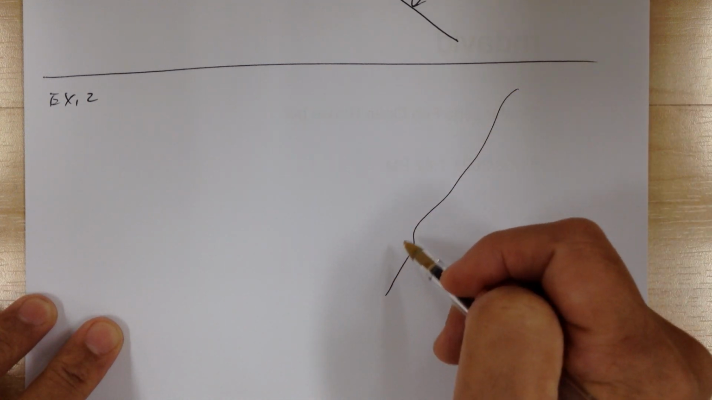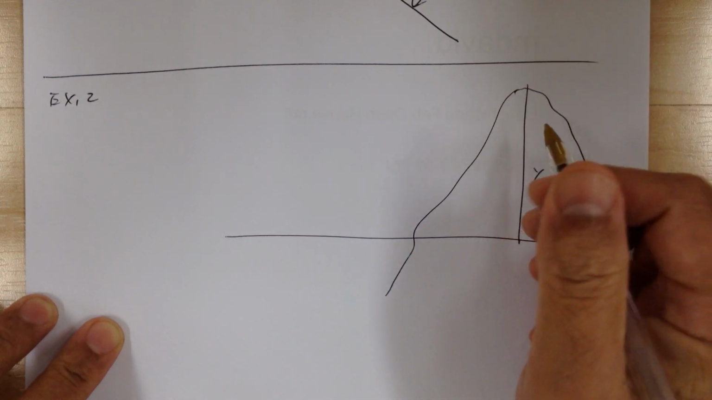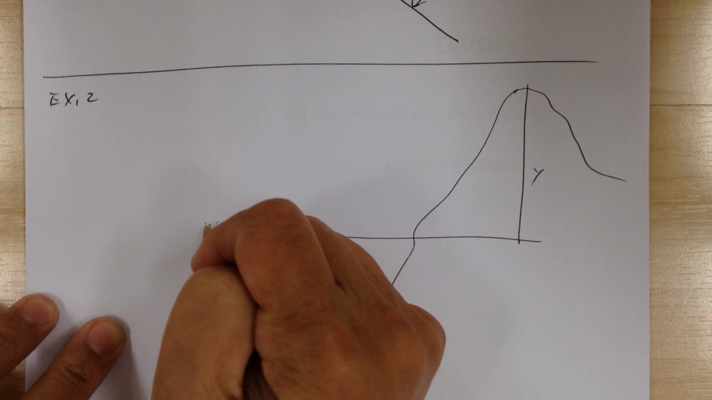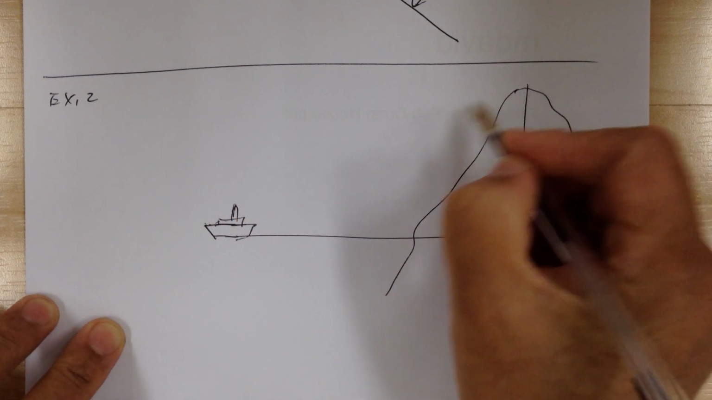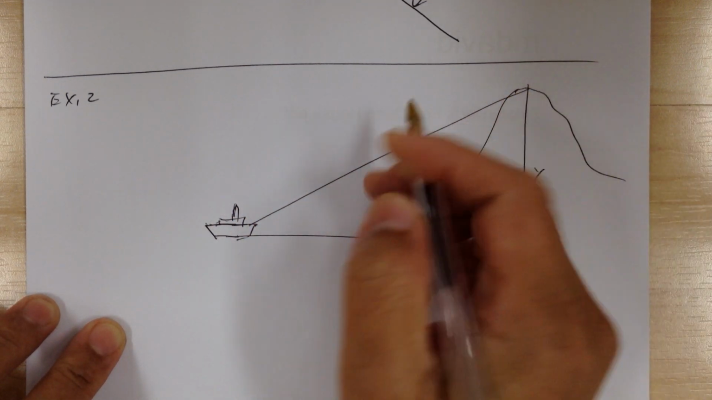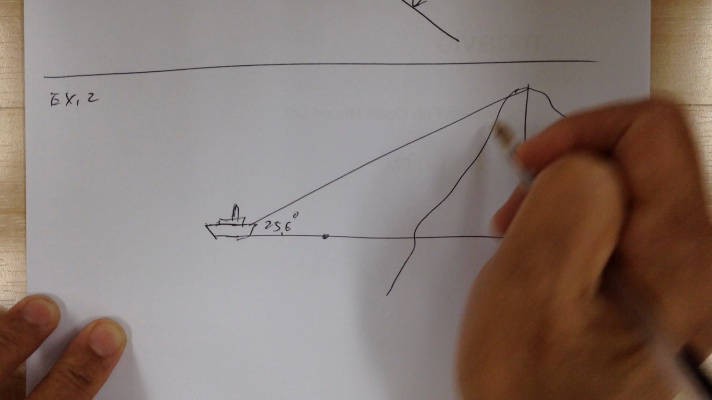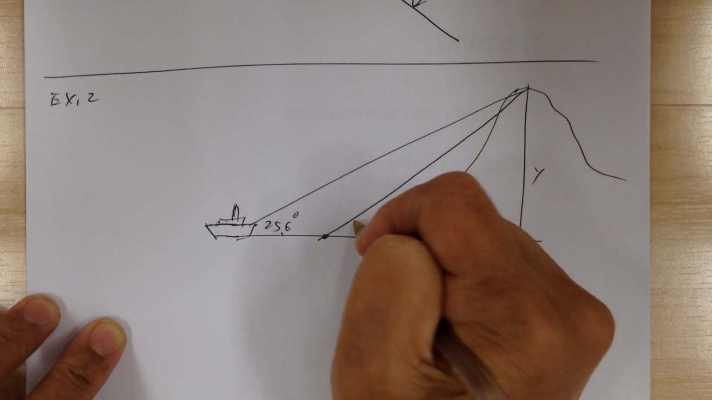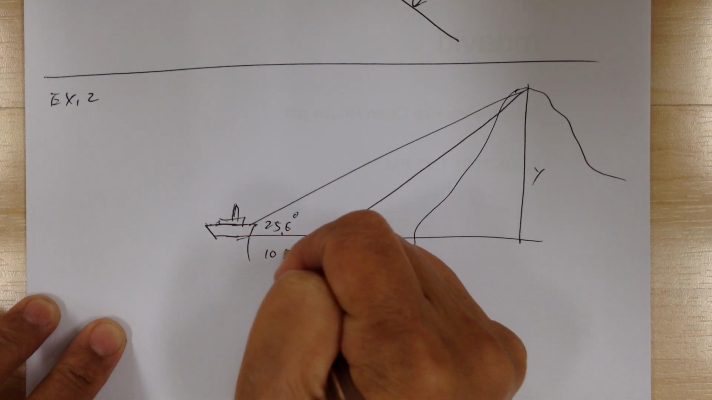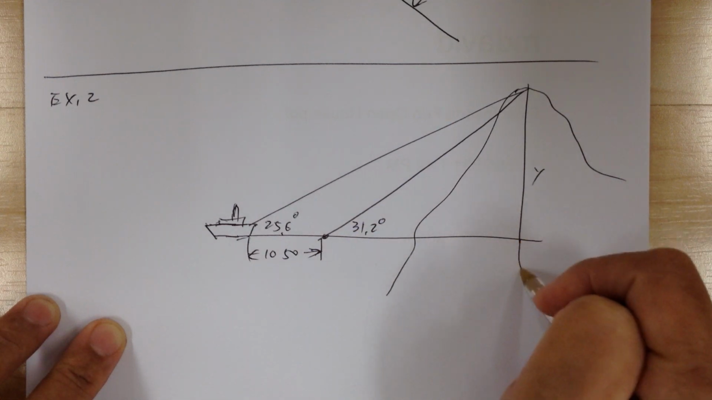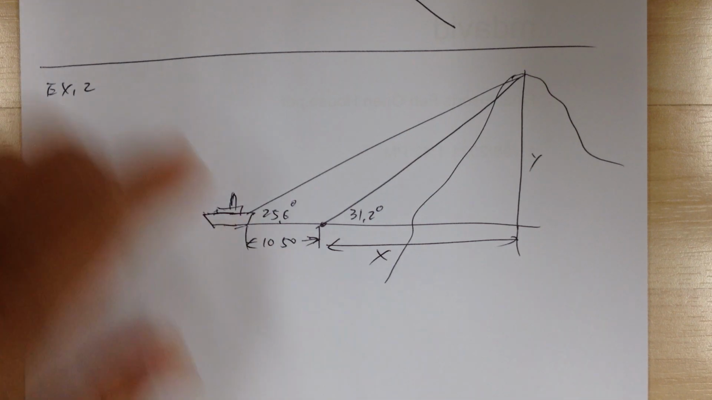So let's go and redraw the picture. Here's the y, the peak, and here's the ship. When it's looking up, this is 25.6 degrees. When the ship gets closer, the angle becomes 31.2 degrees. The difference is that this is 1050, and this is your x. Now you have to solve for y.